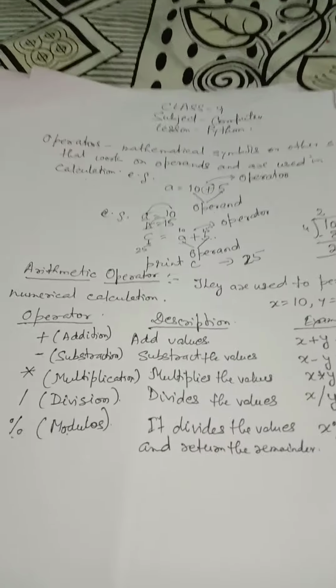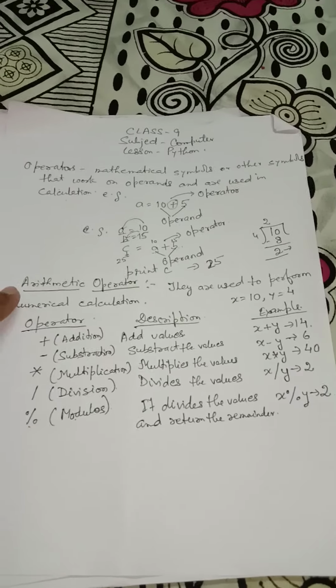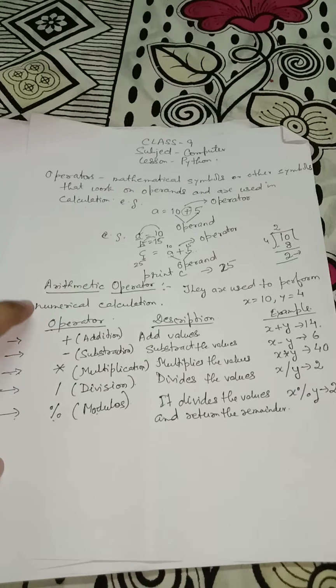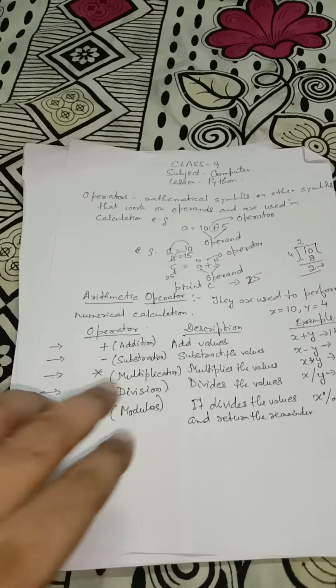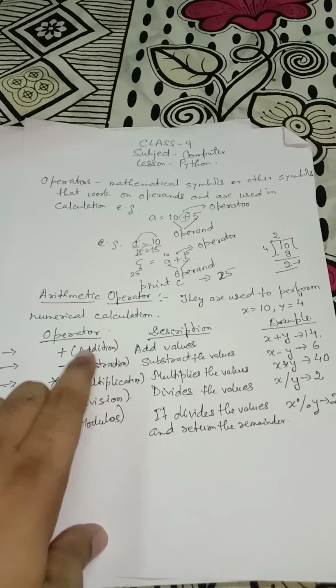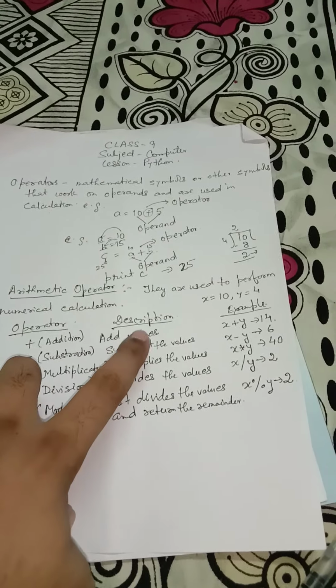Now let us again have a short recap. What is an arithmetic operator? Arithmetic operators are used to perform numerical calculations. We have 5 different arithmetic operators over here. The first one is addition, the plus sign. What does it do? It adds the values.